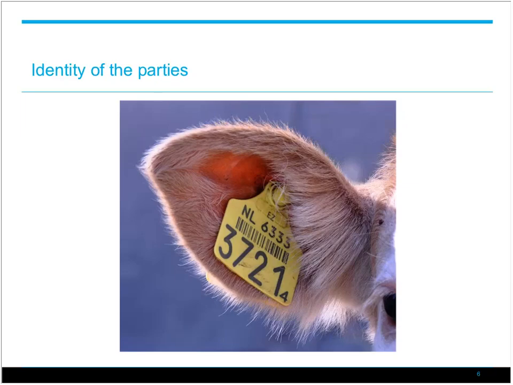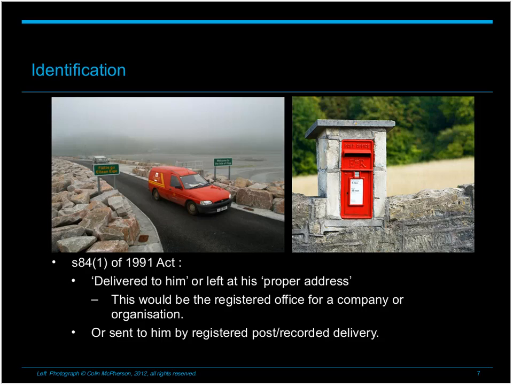Looking firstly at the identity of the parties, it might seem at first glance that it's obvious and the identity of the landlord and tenant will be easily ascertained. Hamish, is that right? Is there any guidance in the legislation that we need to be aware of? Yes, in relation to secure tenancies governed by the 1991 Act, Section 84 of the Act provides that any notice or document which is required or authorised by or under the Act to be given or served on any person shall be duly given or served if it is delivered to him or left at his proper address or sent to him by registered post or recorded delivery.